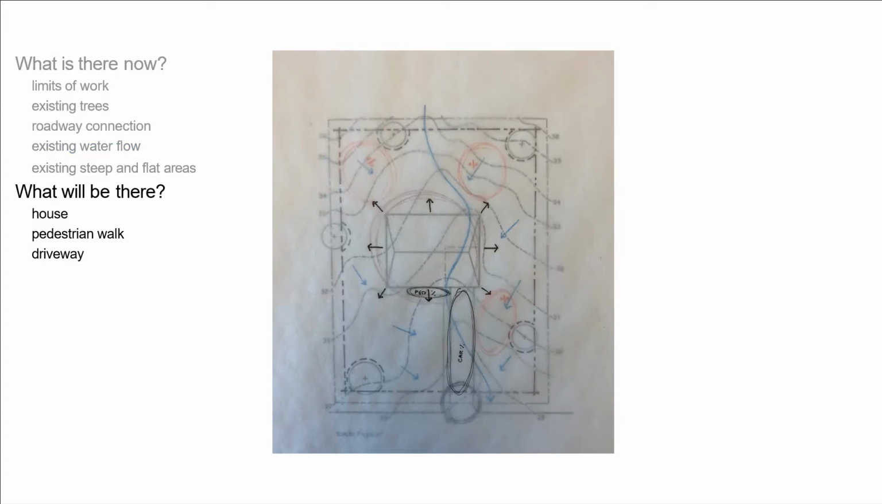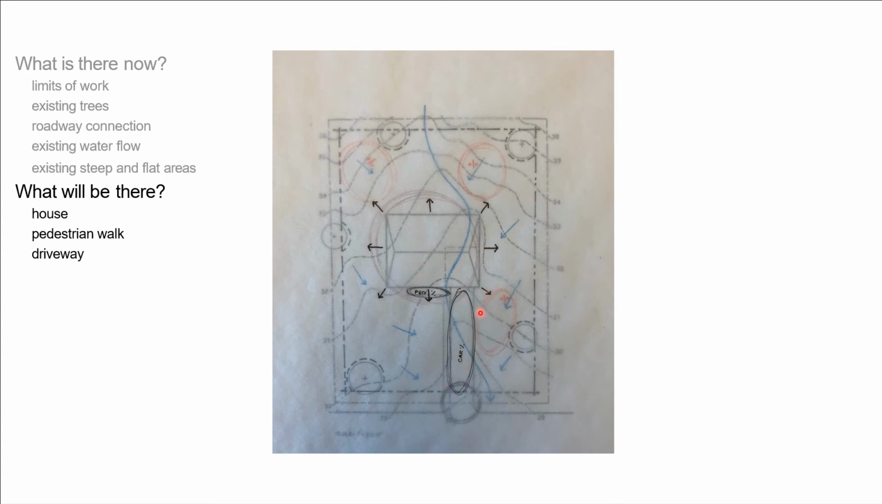The next thing we want to look at is what is going to be there. So we're going to have a house there, we're going to have a walkway, and we're going to have a driveway. How do those things impact the design? So for example, we know that we want water to run away from the house on all sides, and that water will probably run down the front.